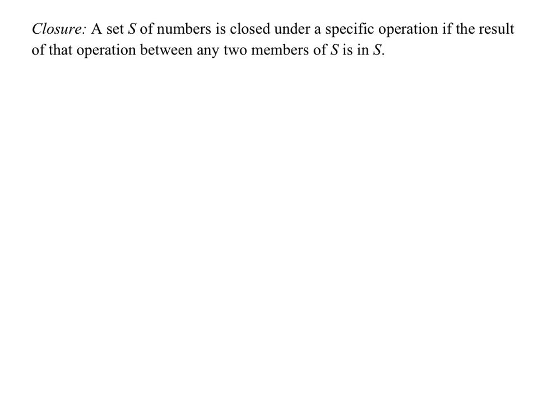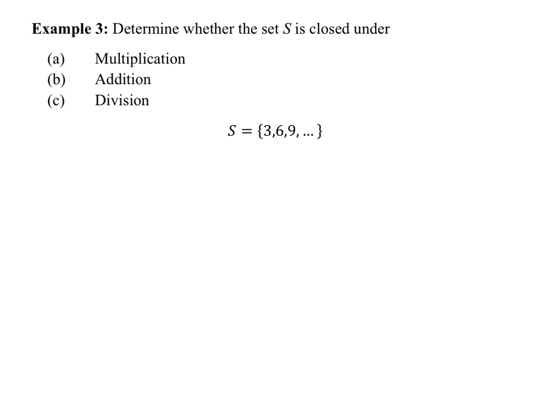A set of numbers S is closed under a specific operation if that operation results in another member in that set. That seems like another language. Nobody has any idea what that means if you just look at it real quick. So let's discuss what closure is with an example. To determine whether the set S is closed under the following operations, here's what it means. Take any of the values in the set S, which goes on infinitely, and perform an operation. If the result is another member of the set, it's closed. So what's 3 times 6?